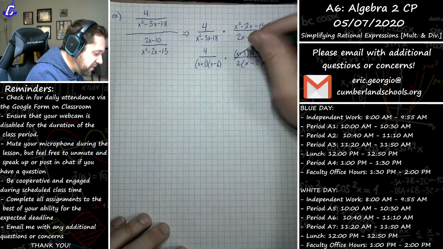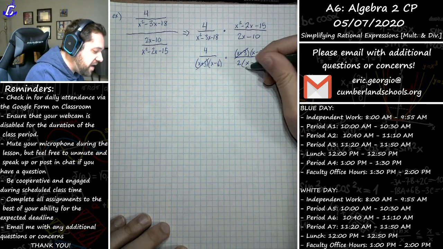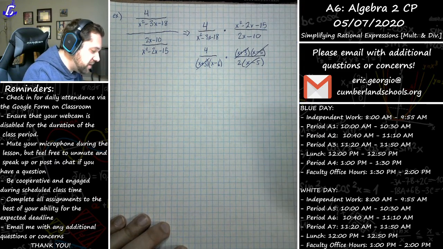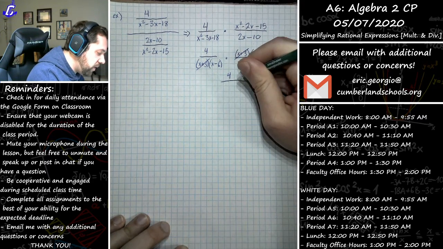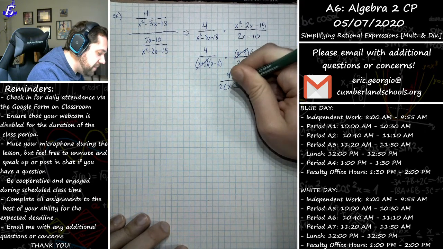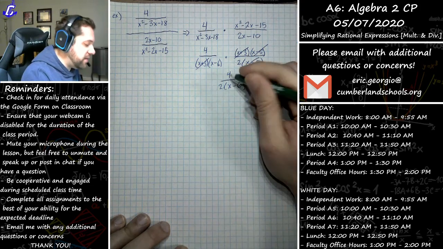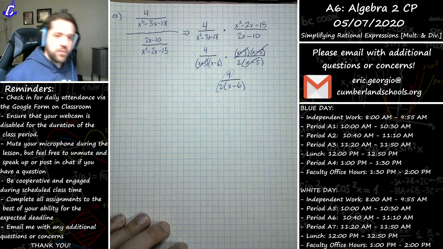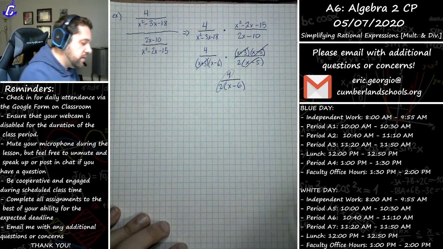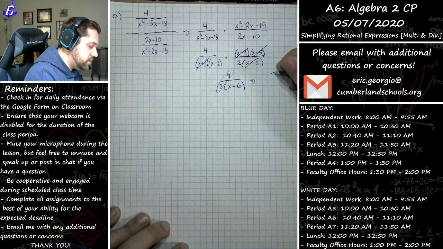We see x plus 3 over x plus 3 is going to go away. X minus 5 over x minus 5 is going to go away. I am left with 4 over 2 times x minus 6. And what I can now do is reduce by a factor of 2. 4 divided by 2 is 2. So this would all reduce down to 2 over x minus 6.